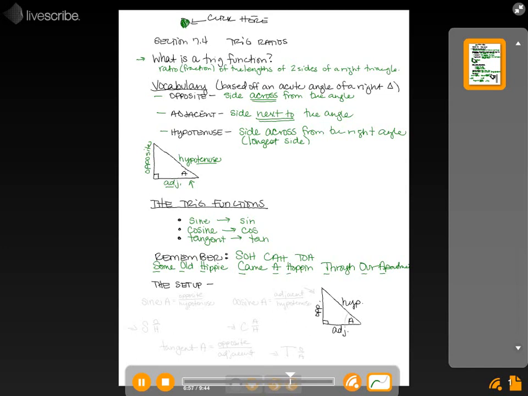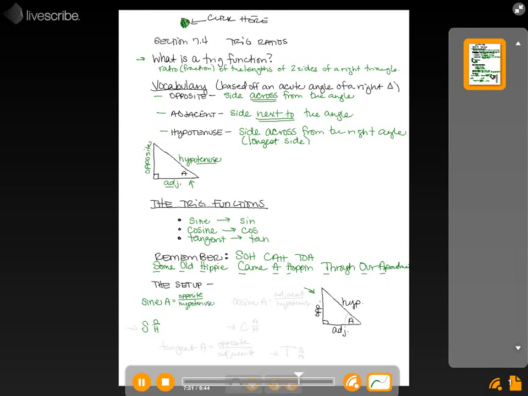So let's talk about the setup now. The setup, again, is based off an acute angle of the triangle. And I have a picture over here with angle A. All of these are going to be based off angle A. So if we're going to talk about sine of A, we set it up like this. This is the SO part, S-O-H. The sine of angle A would be the opposite side over the hypotenuse.